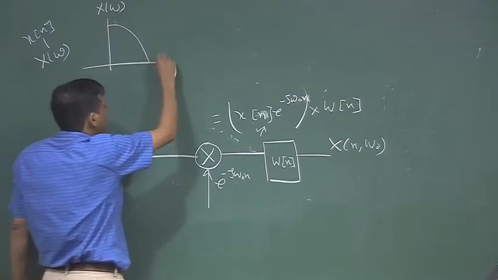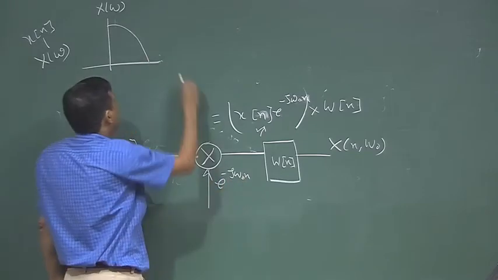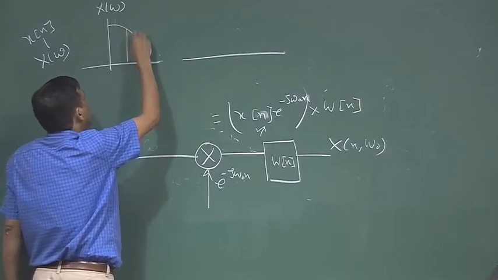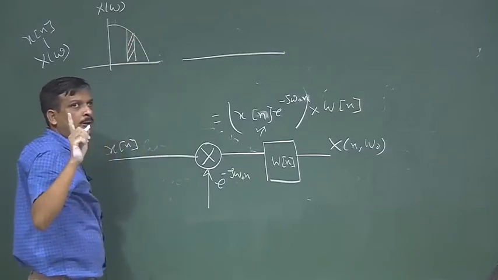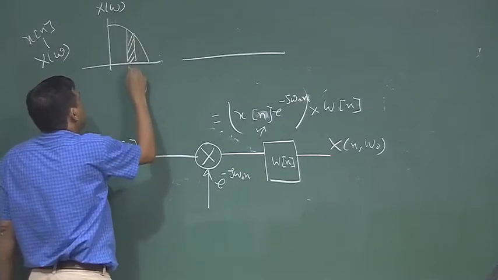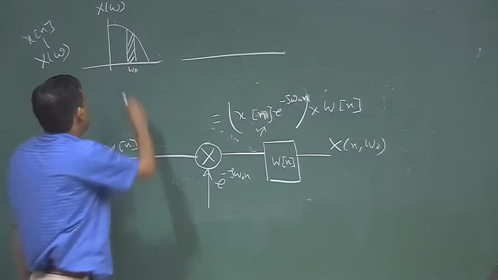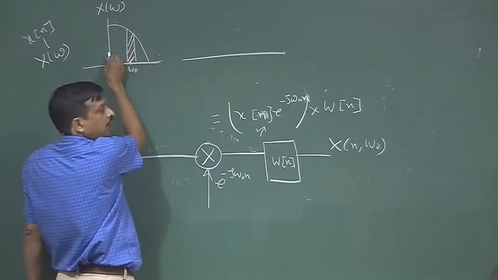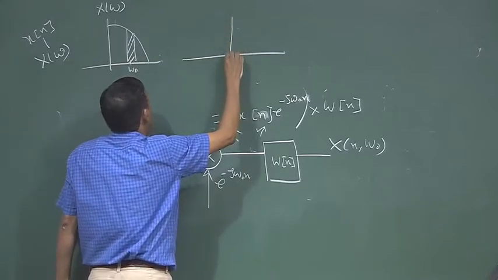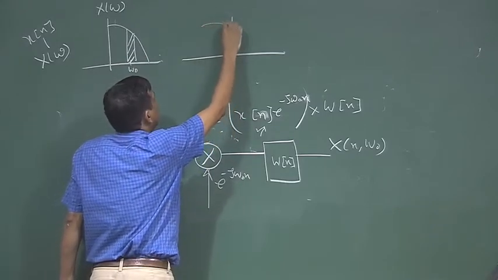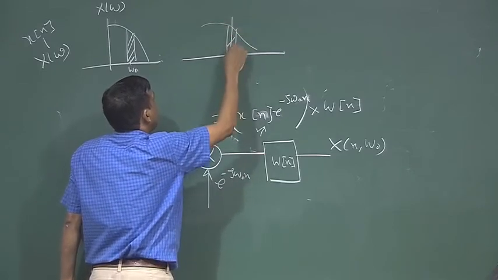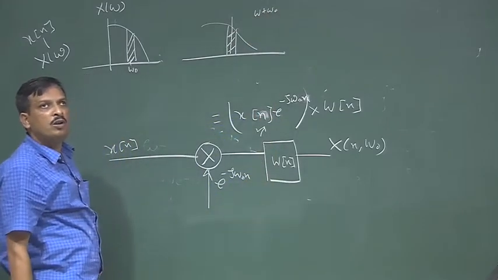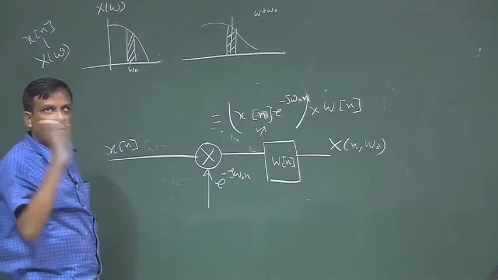It has to be modulated by e to the power j omega 0 n. Once I modulate, instead of omega 0 being a single frequency, let us say omega 0 is a band. So the origin has to be shifted, and I get X of omega plus omega 0. Modulation is done; the origin has been shifted to omega 0.